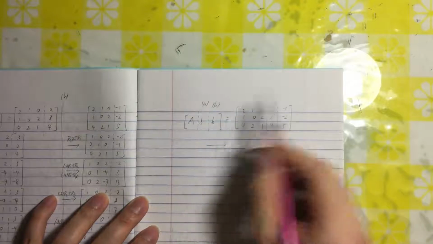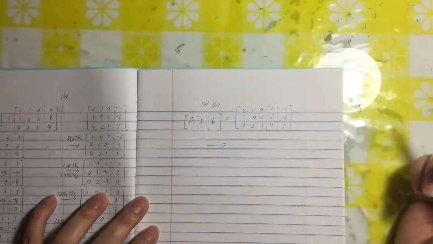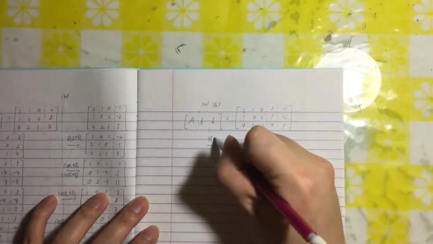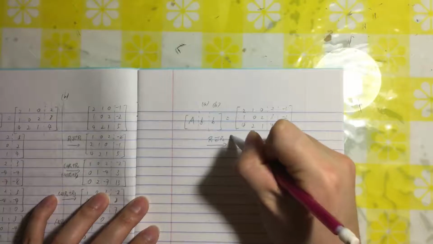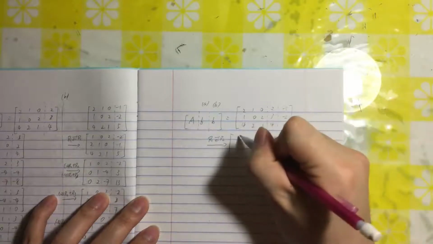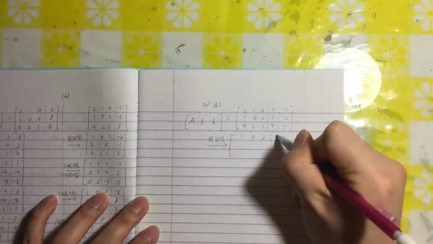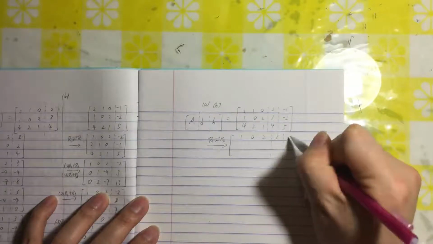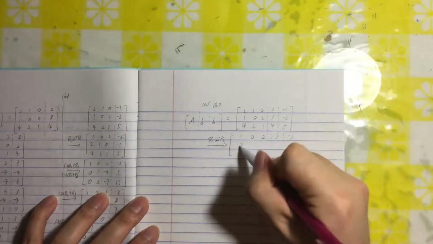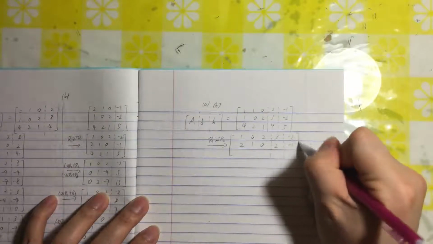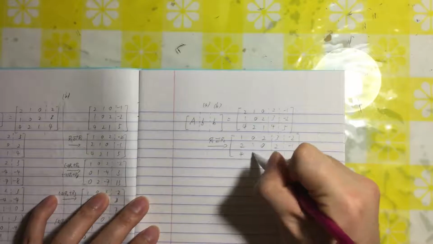Try to use Gauss-Jordan elimination. What I can do is make a leading one here. So I interchange row 1 and row 2. I get 1, 0, 2, followed by 3 and -2. 2, 1, 0, followed by 2 and -1. Third row stays the same.